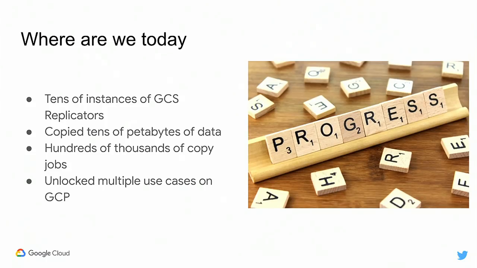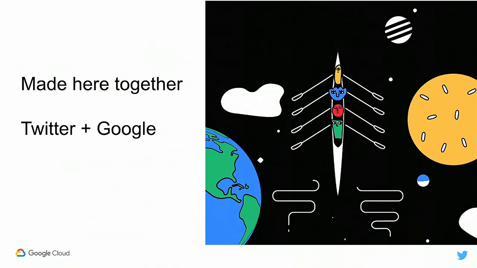So with all this setup, where are we today? We have tens of different instances of these replicators per project, per test setup, across multiple data centers, which are running. We have copied tens of petabytes of data. Many use cases have been unlocked, like BigQuery, Presto on GCP, and more. There will be a lot of blog posts coming soon about all those things. This effort was made possible only with close collaboration with folks at Google.